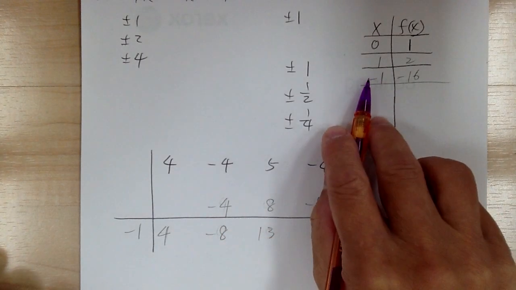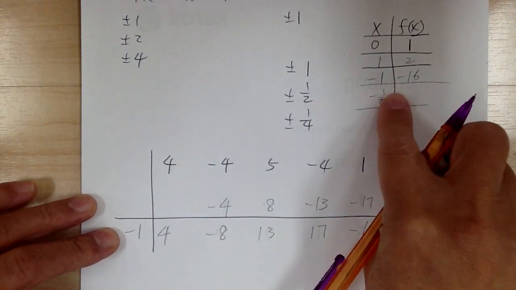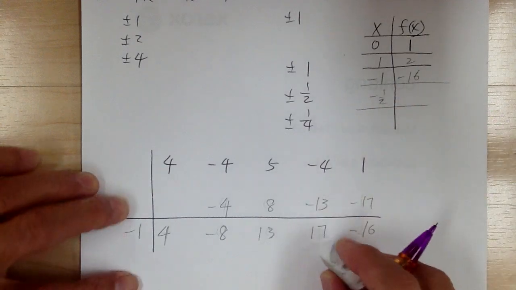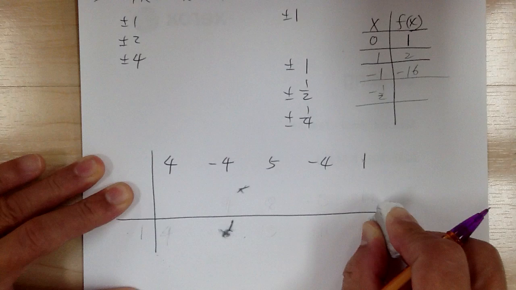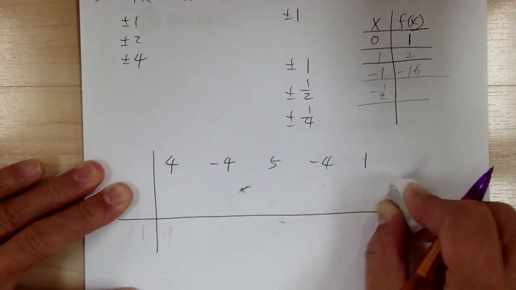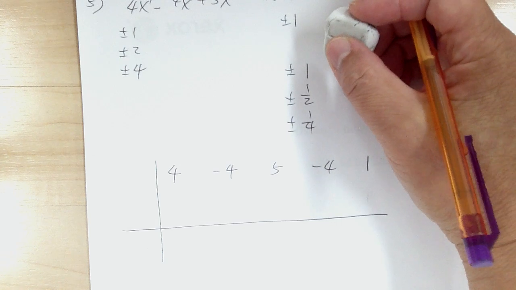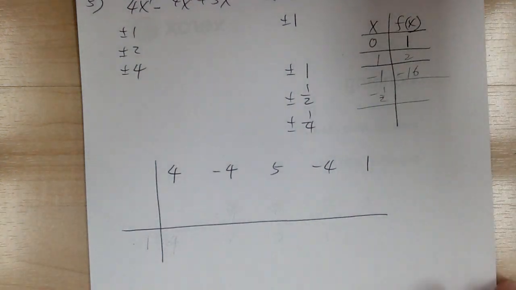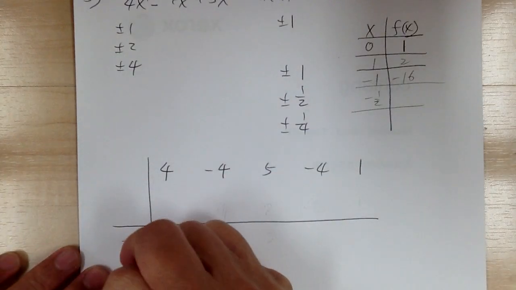Okay, so I'm going to try negative 1/2 and see how it comes, because again, there's no guarantee that you will get that. Okay, but those are numbers that we're going to try. Okay, I'm going to try negative 1/2.